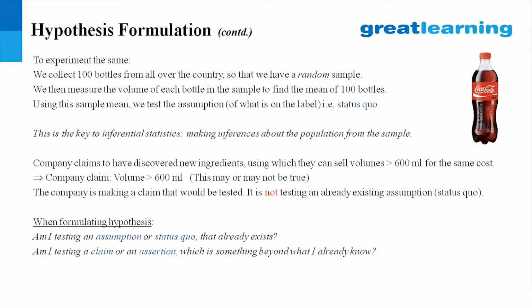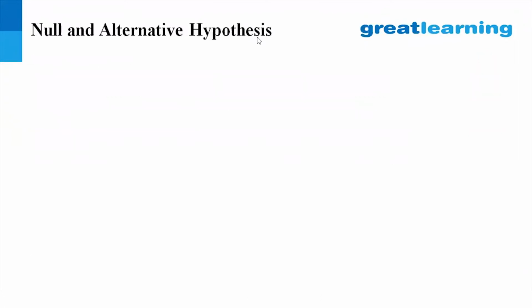So out of these two questions, when you're formulating the hypothesis, one of them will be true. Clear so far? Okay. So after you have asked yourself these two questions and the answer to one of them is yes, then you come to the concept of null and alternative hypothesis.